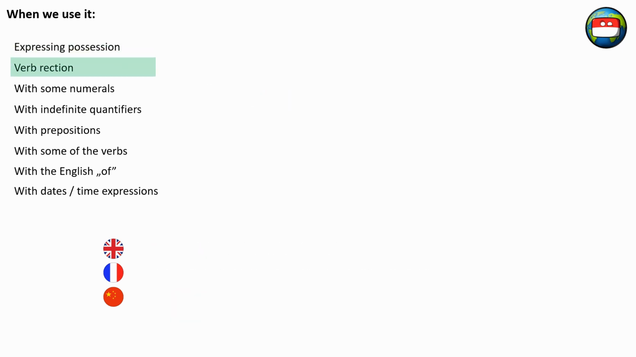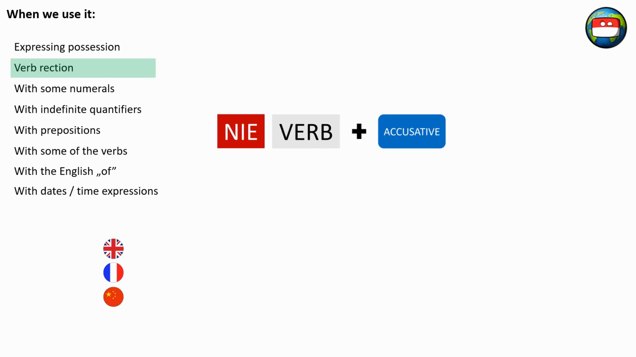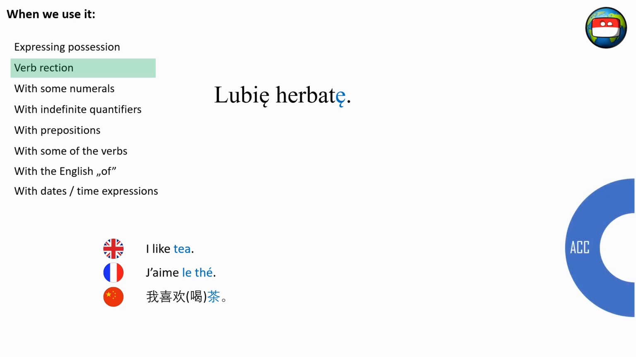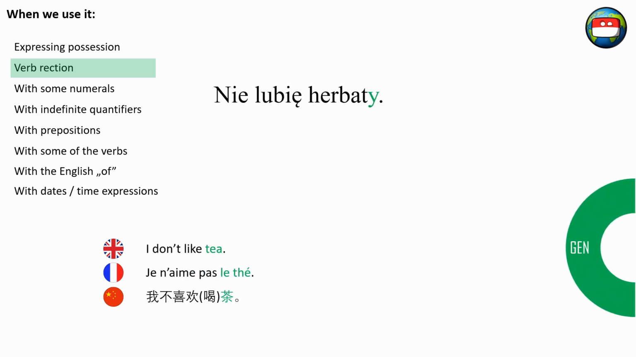The next situation requiring the genitive case is the verb rection. This happens when the direct objects, which are the object of an action in the accusative case, are in a negative sentence. In other words, whenever a verb requires accusative case, but the sentence is negative, it is the genitive that replaces it. So we have, for example, lubię herbatę. In a negative version it will become nie lubię herbaty.